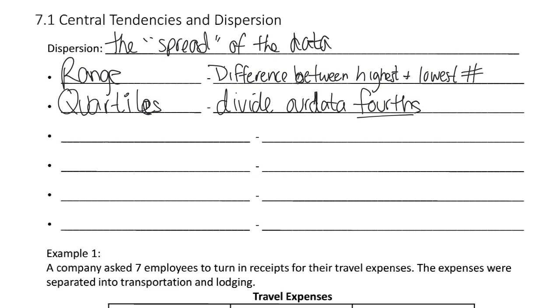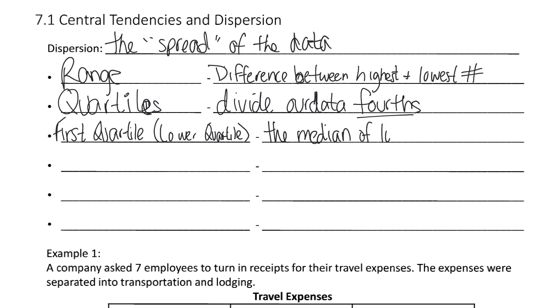And then from there, since it's quartiles, we have our first quartile. You may want to write small for these. Your first quartile is also called your lower quartile. So it could sometimes be called the first quartile or the lower quartile. And this is the median. So remember, median's the middle. So it's the median of the lower half of the data. And I'll show you how to find this in a moment, don't worry. So pretty much we're taking our lower half of our data and finding the median of it.